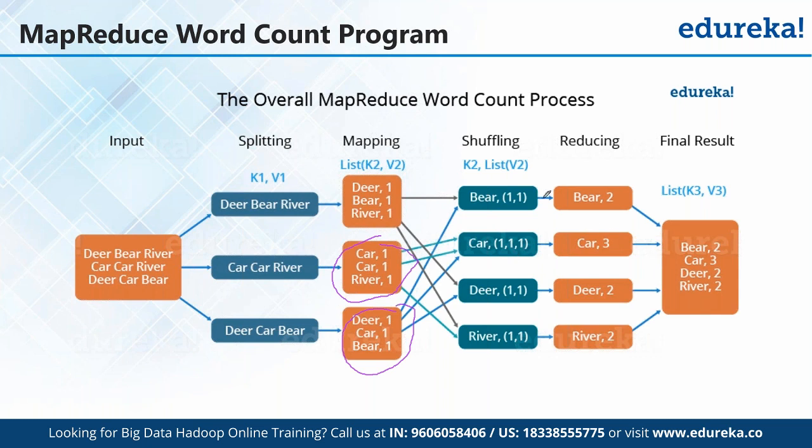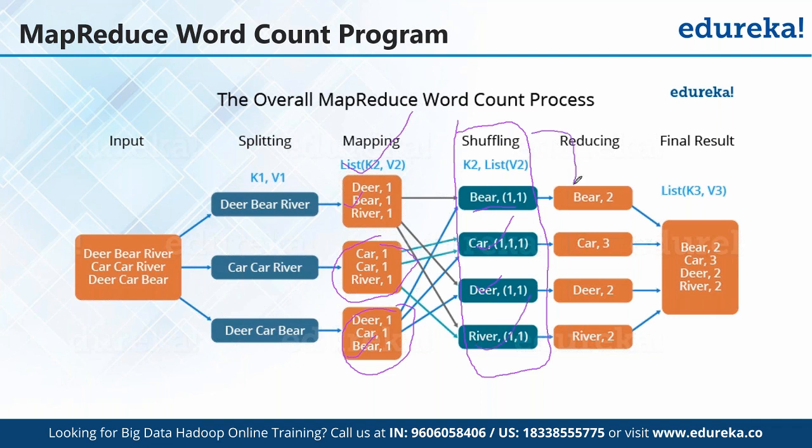How does the reducer actually come into the picture? Look at this. Shuffling happens, and this is done automatically by the system. We don't have to do anything. This mapping code we have to write, this we don't have to. Shuffling, what will it do? It will bring all the same keys together. Different mappers will have different keys, different words on them, and they have to be brought together first. So you see here, all the beer have come together. From here you got one beer, and from here you got one beer. So you get beer 1 comma 1. Similarly car, similarly deer, similarly river.